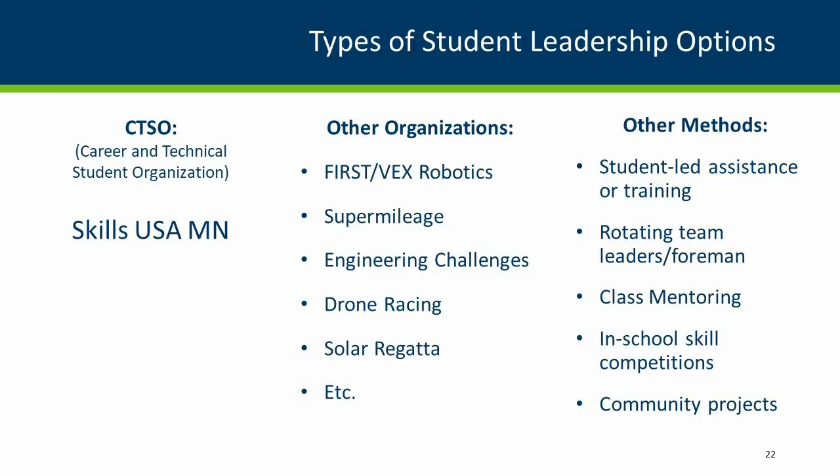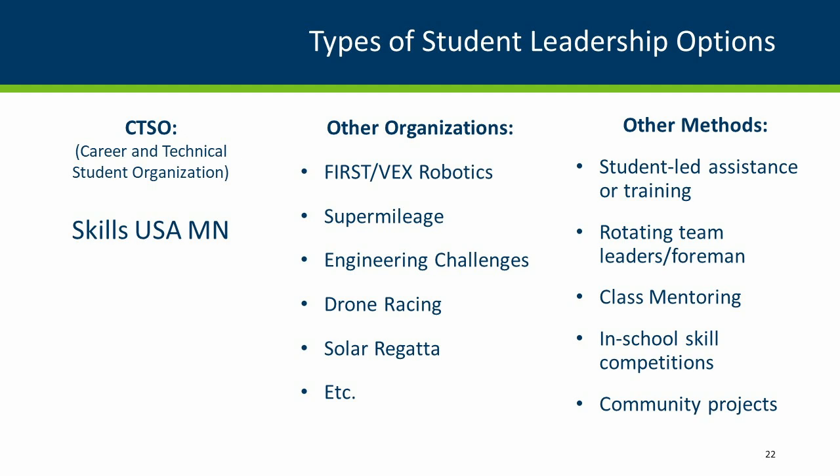Now, there are a couple of different options that teachers have for providing student leadership in trade and industry. The best and easiest is probably Skills USA because that organization is set up just to do this task. However, there are folks who also use other organizations like the robotics groups for their challenges, or super mileage, or if you're doing an engineering challenge of some sort, or some of the newer competitions that are growing like drone racing, things like that you can add as well. If for some reason you don't have either a CTSO, a Skills USA chapter, or one of these other organizations, then you need to provide the student leadership through your program.